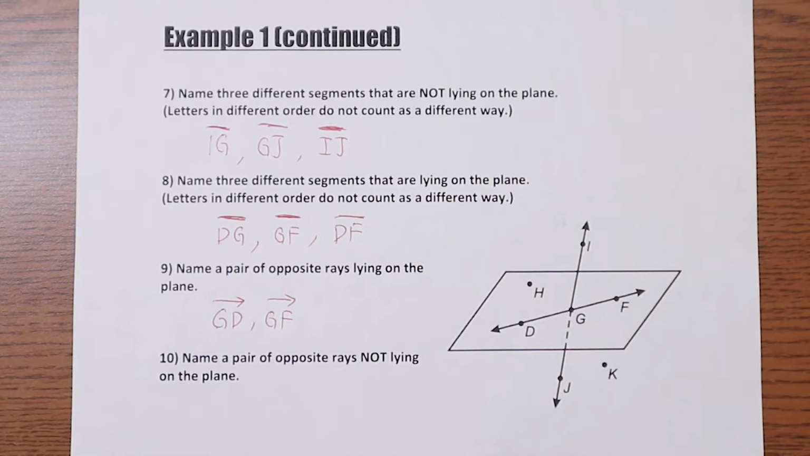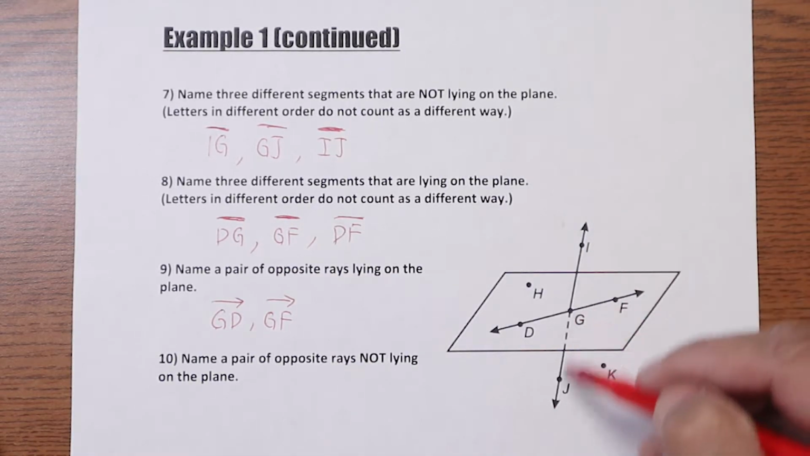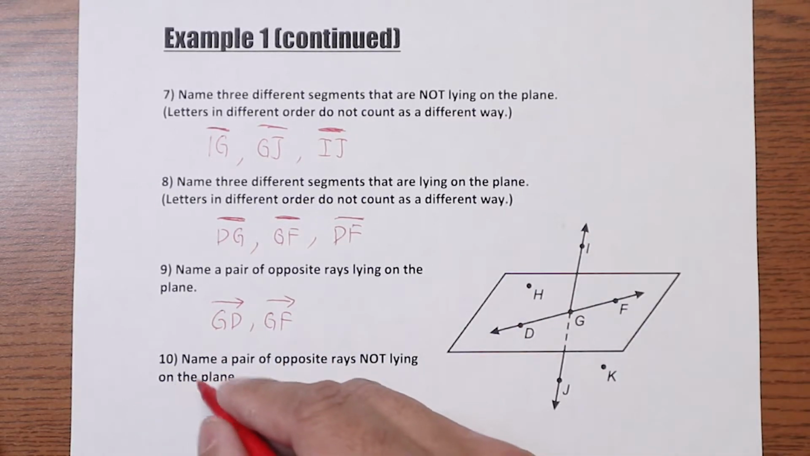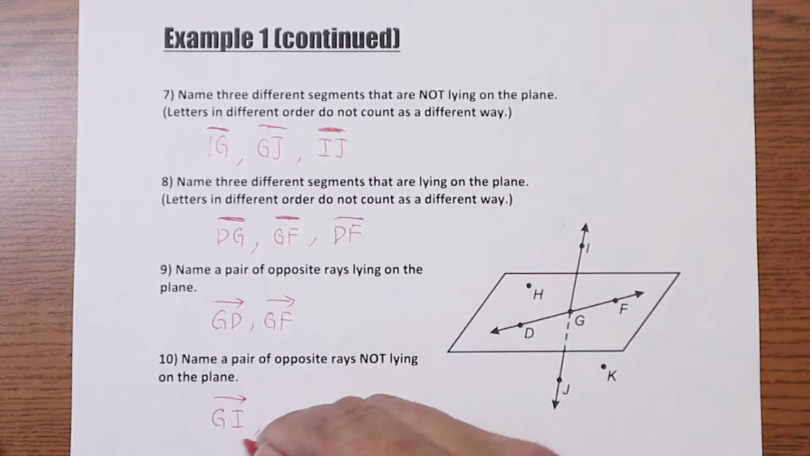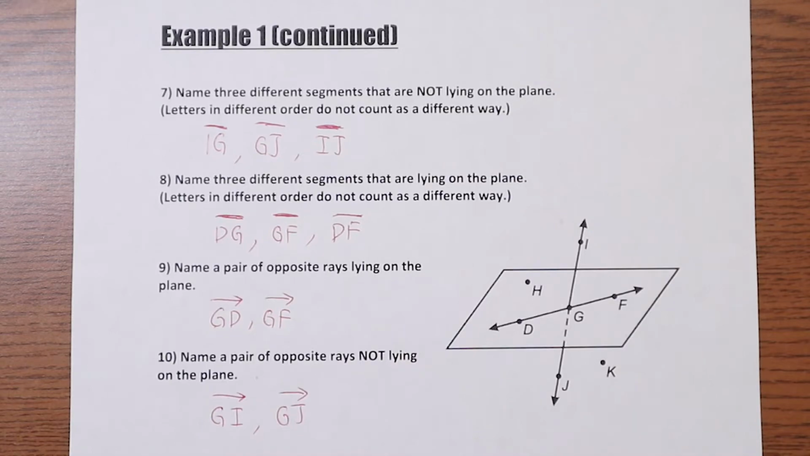Then the last one, number 10, it says name a pair of opposite rays not lying on the plane. So it's going to be this line right here. So you start at G, and you shoot up, and you shoot down. So it's going to be GI with a ray symbol on the top, and then GJ with a ray symbol on the top. And then that's it.